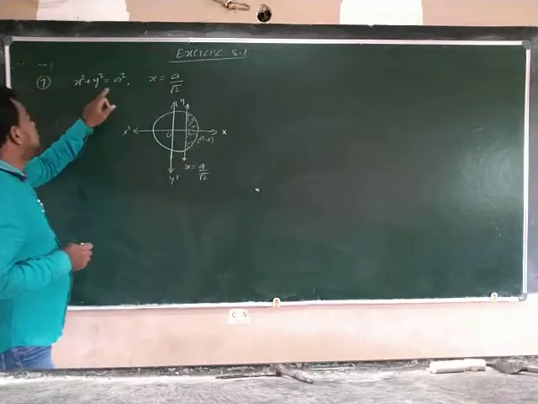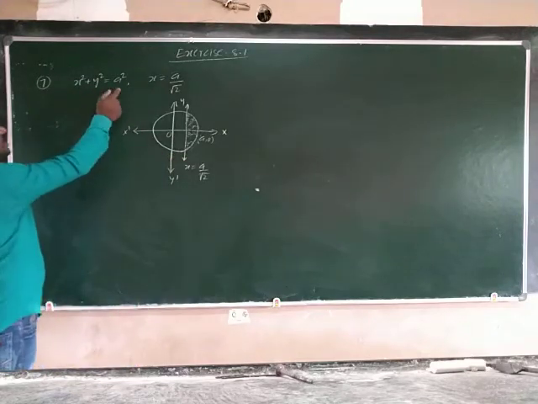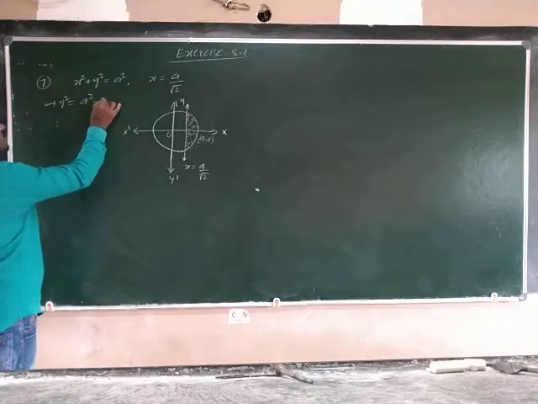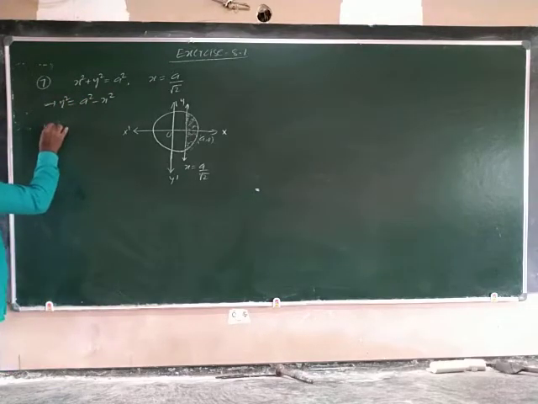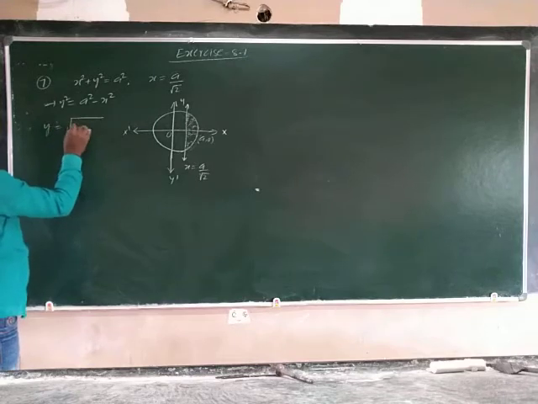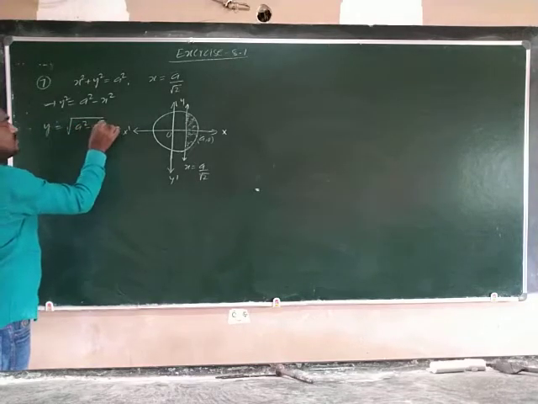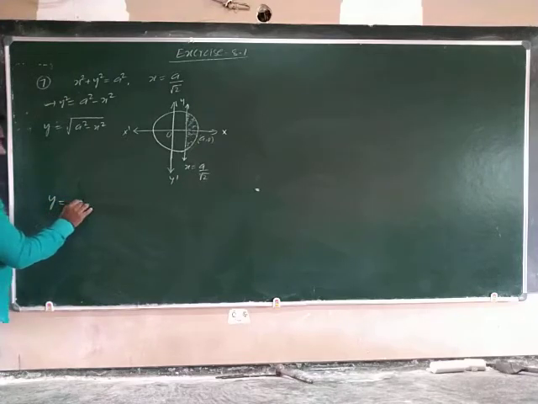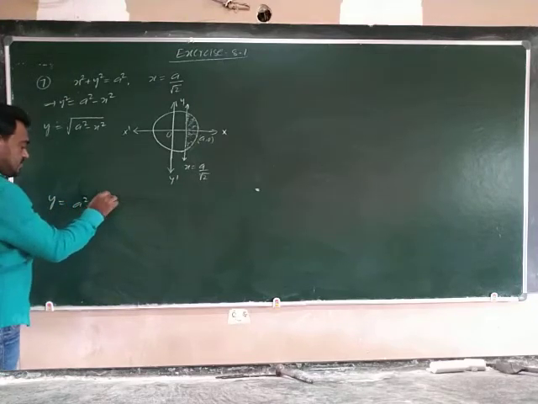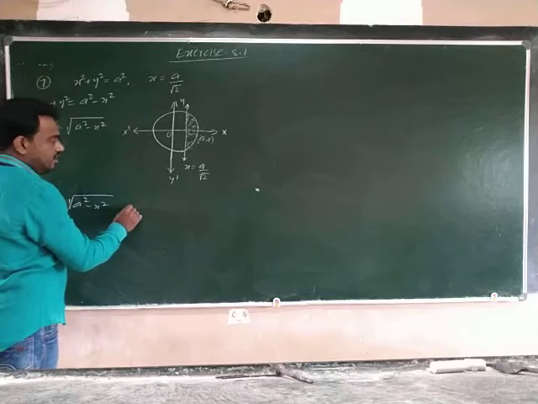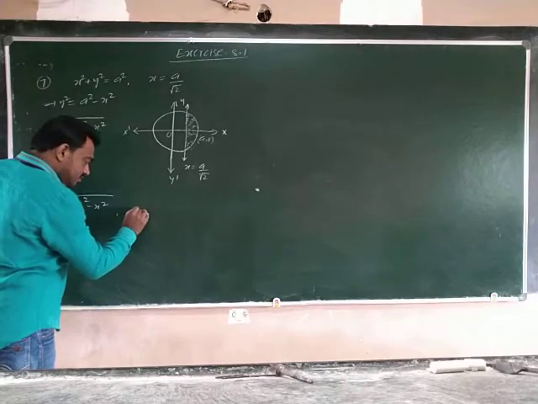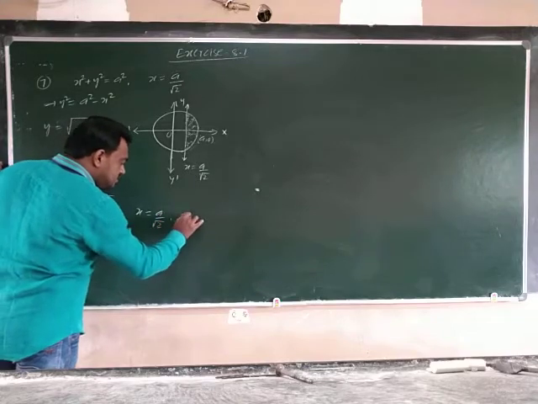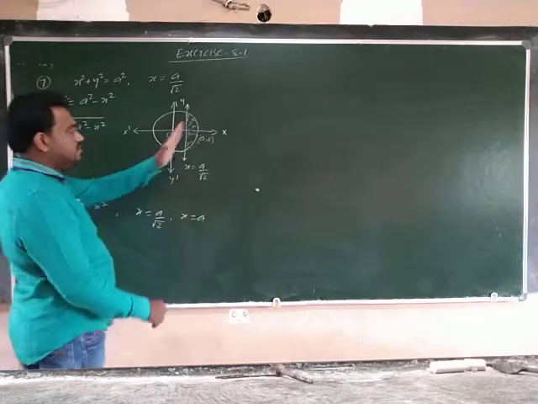So what is the given circle? X square plus y square equal to a square. From this, y square is equal to a square minus x square, so y is equal to the square root of a square minus x square. That means over here the curve is y is equal to under root of a square minus x square. The lines are x is equal to a by root 2 and x is equal to a.